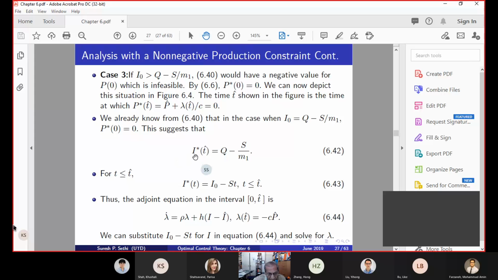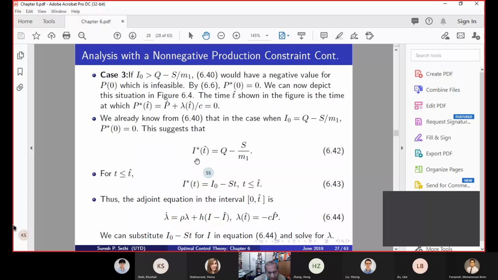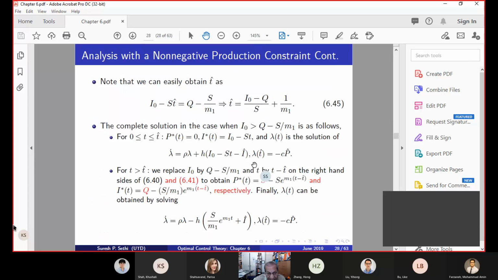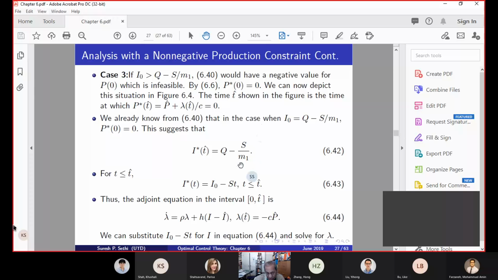What we need to do is, in case 3, we need to figure out what to do for t less than t hat and what to do for t bigger than t hat. Okay. So we already kind of got you all the argument here. You notice that for t less than t hat, I star t hat is exactly this quantity because that quantity is exactly by the curve. I star is the inventory, is depleting, and at t hat, we want the inventory to be exactly q minus s by m1.